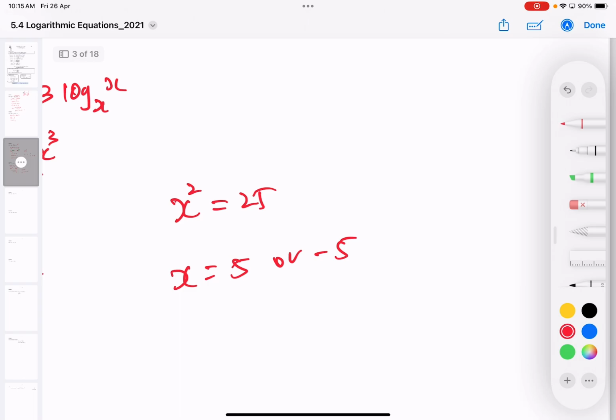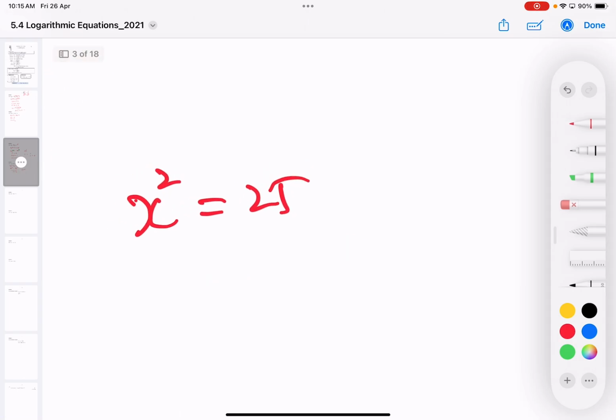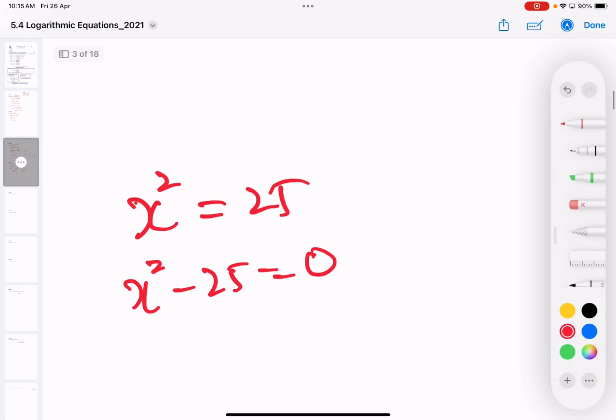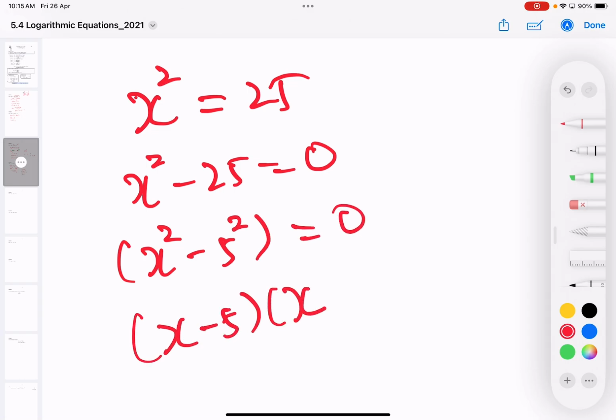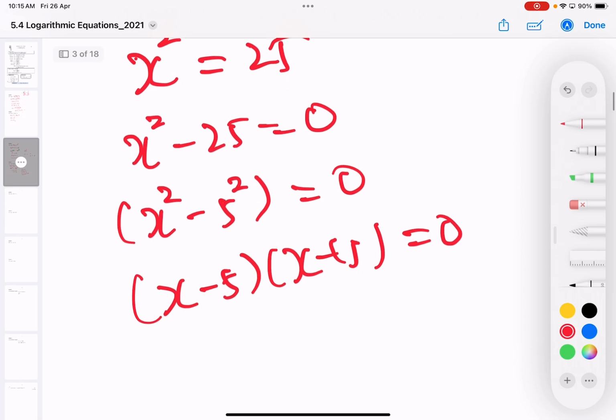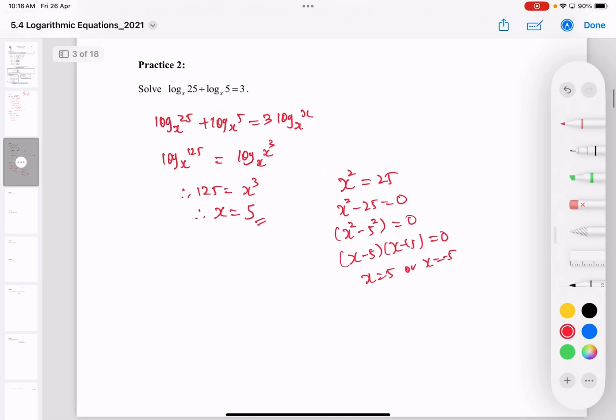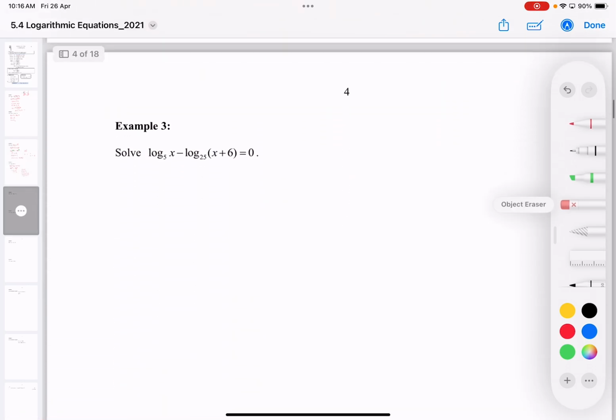But anyway, if you are really interested in the mathematics behind it, you can bring this over: x squared minus 25 is equal to 0. This can be factorized: x squared minus 5 squared is 0, so (x minus 5)(x plus 5). That's why you get two answers also. Good question. Let's move on.